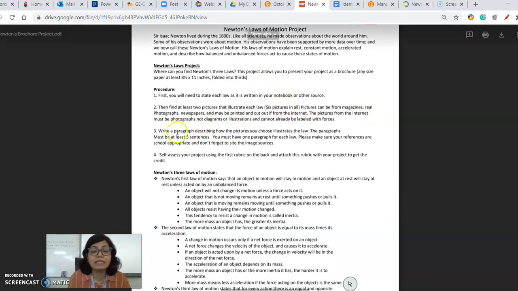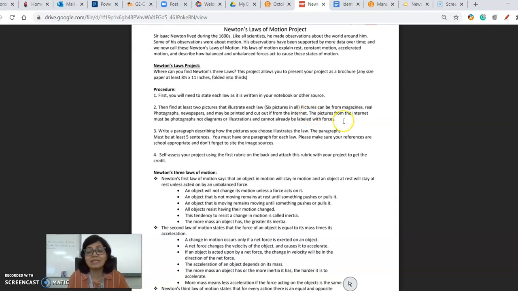So 6 pictures in all. They can be from magazines, real photographs, or you can just look them up. Make sure to cite the pictures. If you are grabbing pictures from websites, do cite somewhere in the project, because citation is important. Otherwise it will be against the copyright law. Be careful about that.